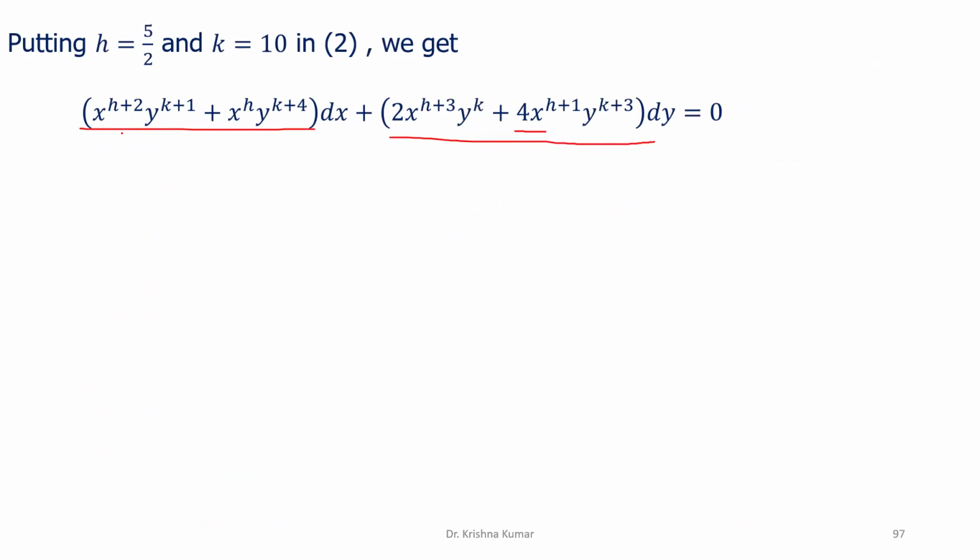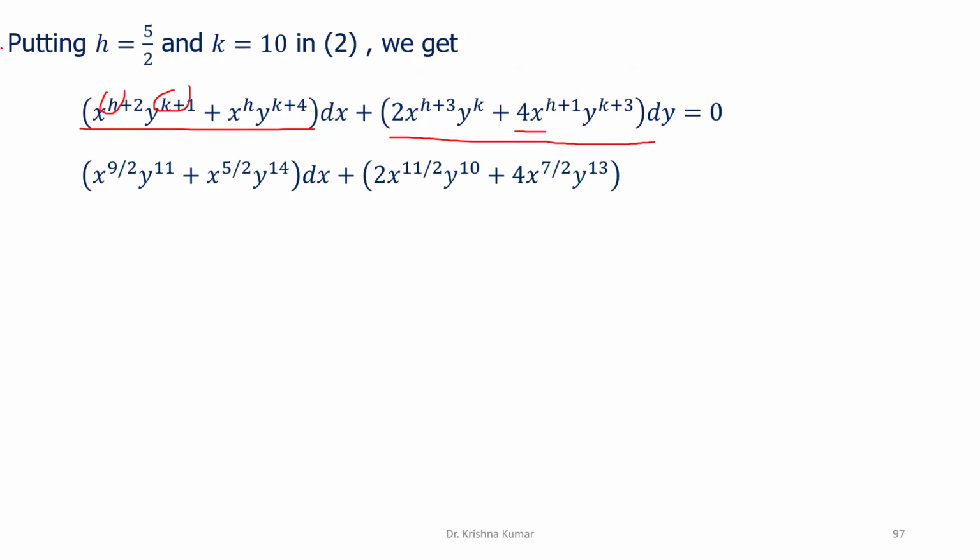Now let us put the value of h equal to 5 by 2 and k equal to 10. So we have 5 by 2 plus 2, which is 9 by 2, and 10 plus 1 is 11. H is equal to 5 by 2, y to the power 10 plus 4 is 14, whole dx plus 2x.